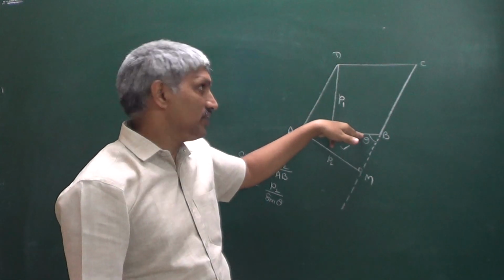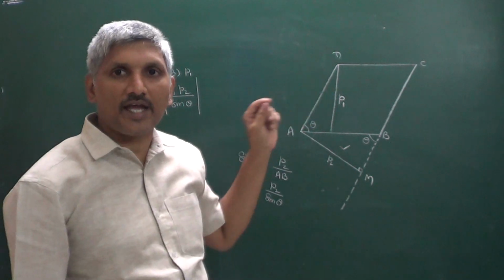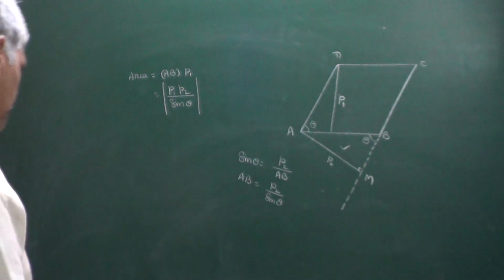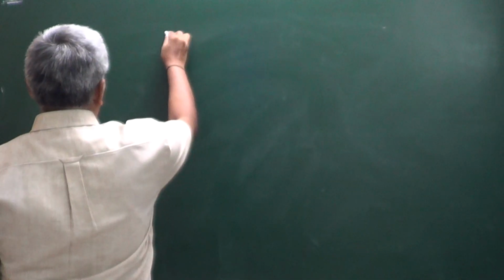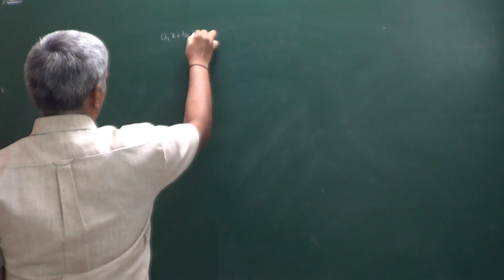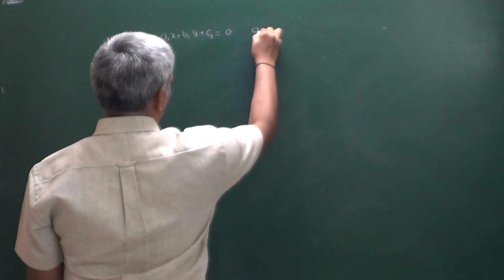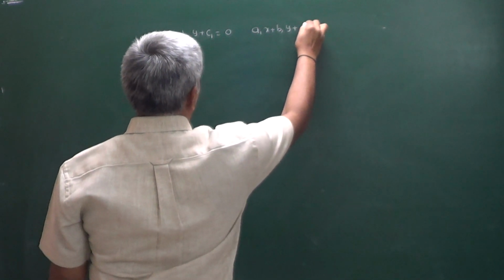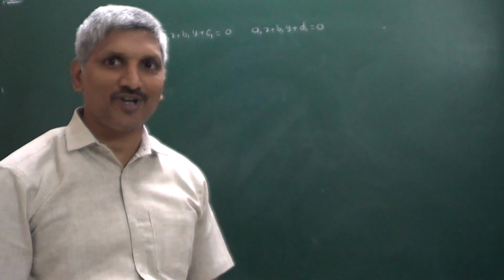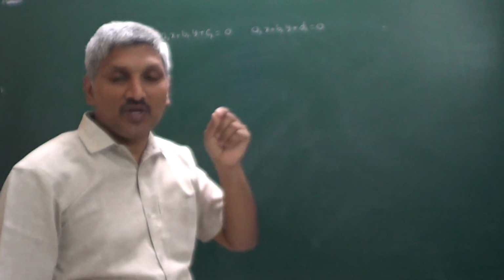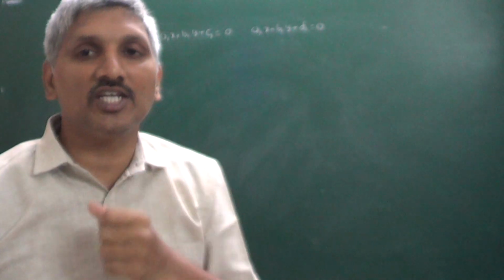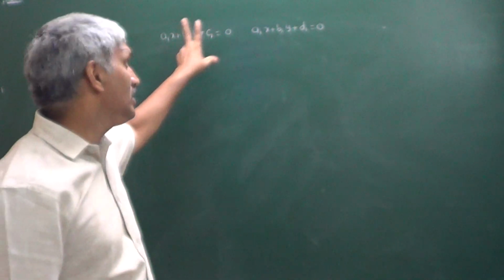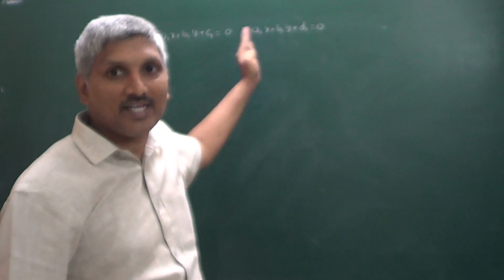What information is required? The distance between two parallel lines has to be given, and the angle between them also. Suppose they have given one figure like this. The equations are given: a1x plus b1y plus c1 is equal to 0, and a1x plus b1y plus d1 is equal to 0. What can you say about those two lines? You observe only the difference in constant. Then definitely we can say those two lines are parallel, because this line's slope is minus a1 by b1, and this line's slope is also minus a1 by b1. Both the lines are parallel lines.